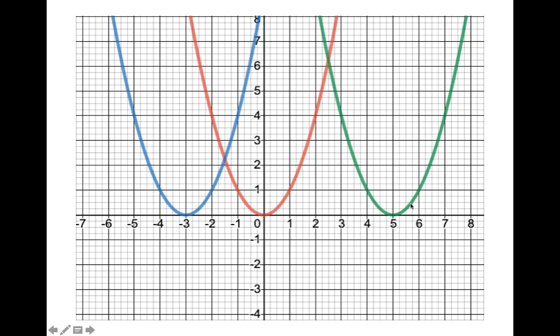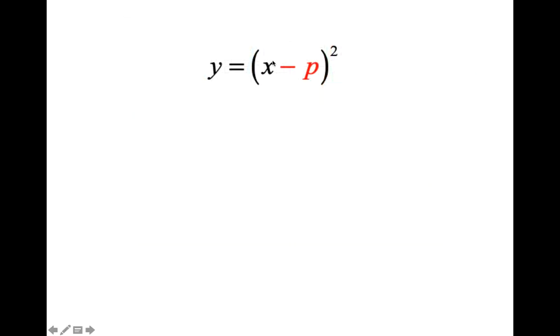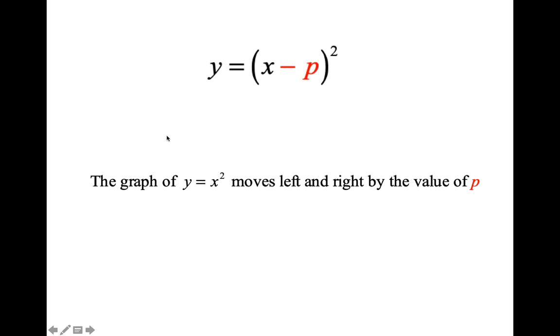That seems to tell me that my motion is moving left and right, and that it moves in the opposite direction that I would think it would. So going to the general example, if I have a number, and I'm going to call it negative p, and notice that this whole thing is still squared. That's how we know it's a parabola. Then the graph of y equals x squared moves left and right by the value of p, and notice that p changes its sign. So if it's negative p here, it's positive p that it's moving in its direction.